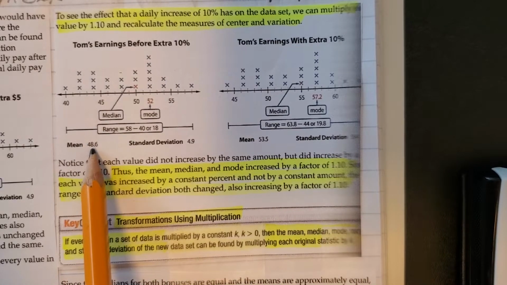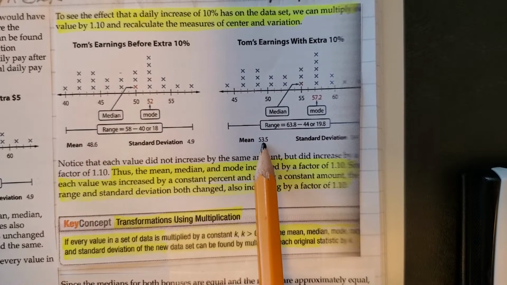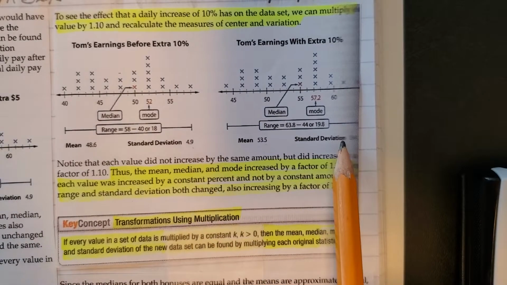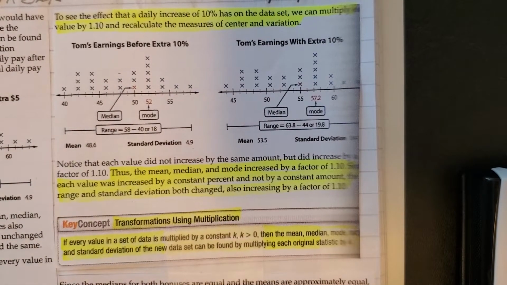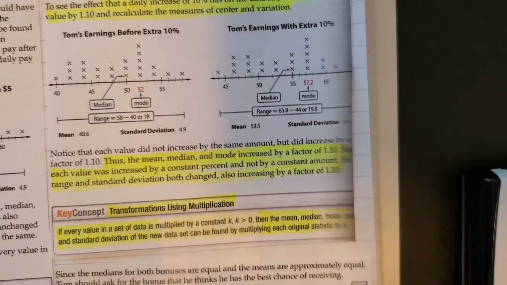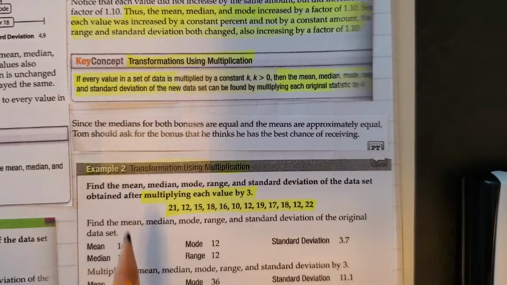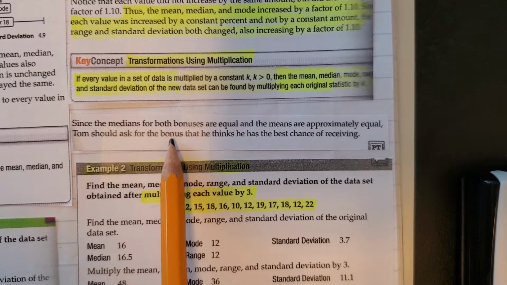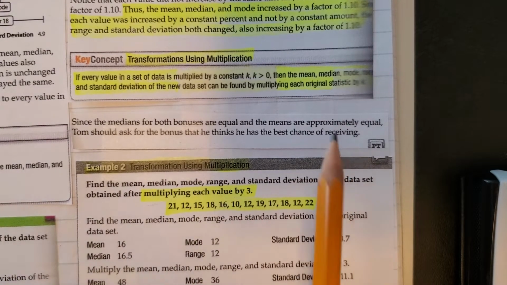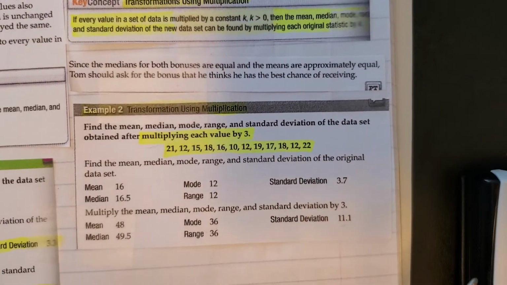Standard deviation, here's the mean, 48.6 goes up to 53.5, which is 10%. 4.9 goes up 10% for that standard deviation. Since the medians of both bonuses are equal, and the means are approximately equal, I'm going to slide that down. It says that Tom should ask for the bonus that he thinks he has the best chance of receiving. Okay, that's what that data set would mean.